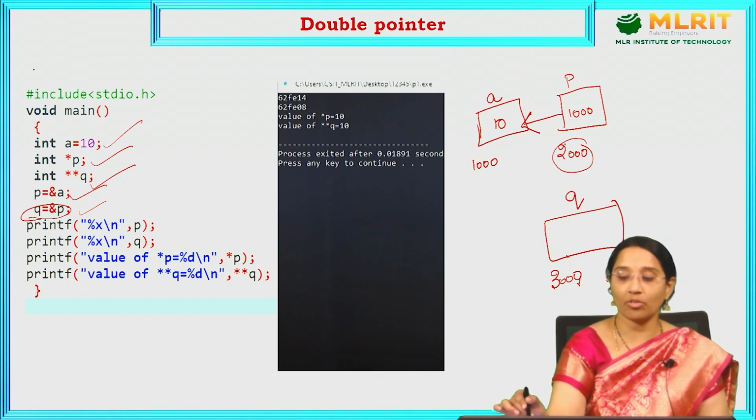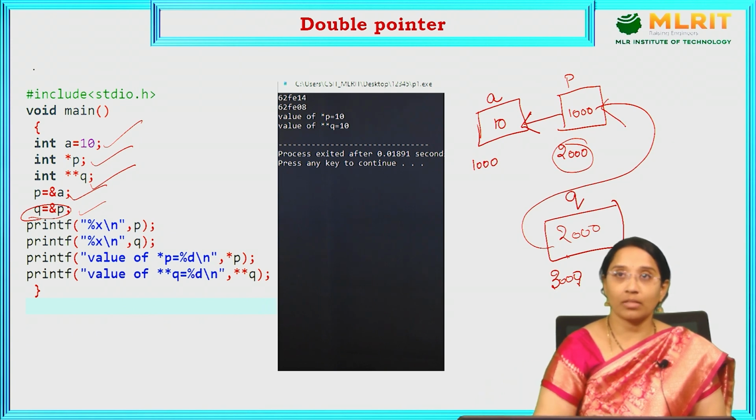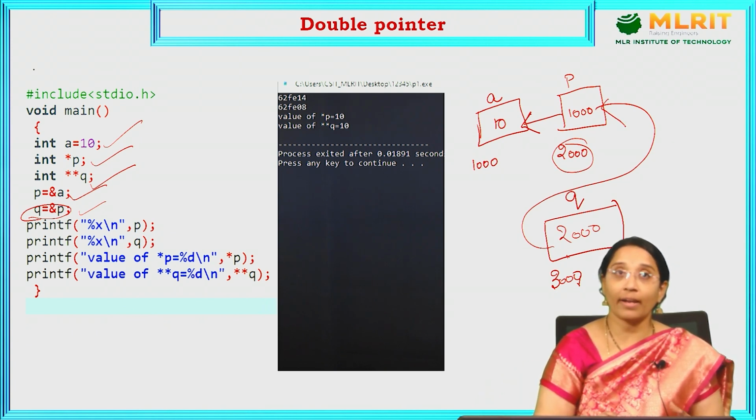What is the address of P? That is 2000. So, like this is a double pointer: a pointer which holds the address of another pointer variable.